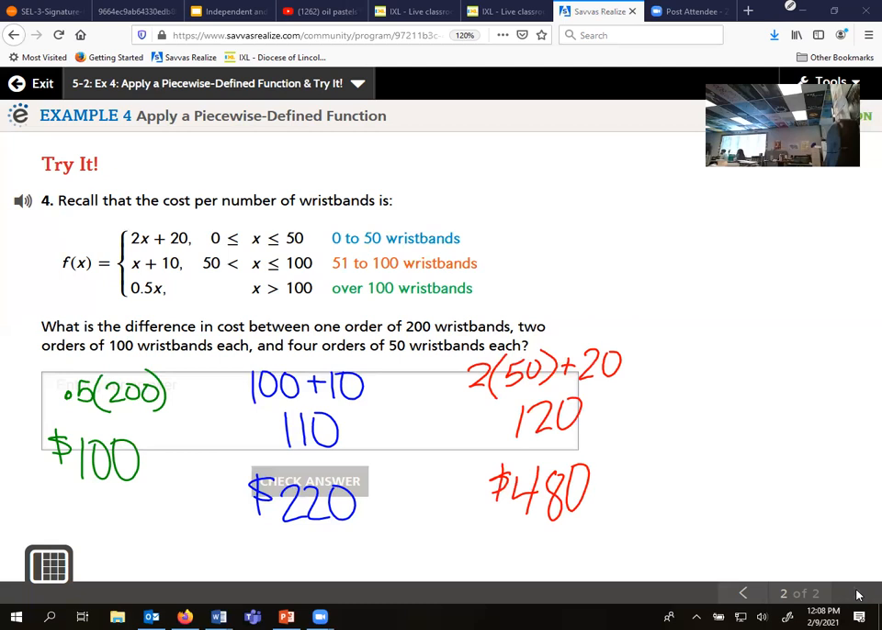Okay, well, let's look at 50 wristbands. We're going to do 4 orders of 50. If I'm ordering 50 wristbands, am I going to use rule 1, rule 2, or rule 3? 1. But it's 2 times 50 plus 20. What is 2 times 50 plus 20? And I'm going to do that 4 times. That's how somebody gets here, guys. They would spend almost 5 times as much buying the same amount of wristbands.